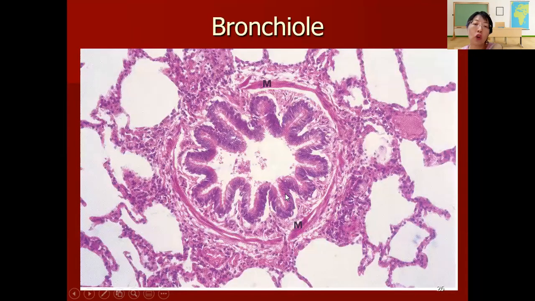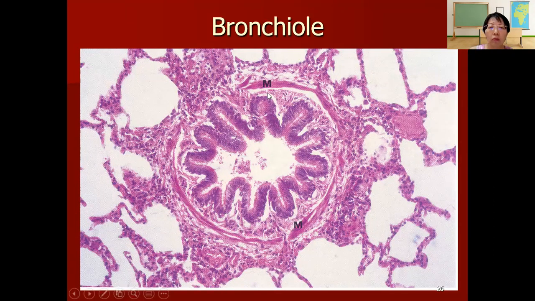This one is a bronchiole. Bronchiole, it is said to be approximately 1 mm. The thickness of the bronchiole is approximately 1 mm. So you can imagine how tiny the bronchiole is, right? And then it's folded so that when the air goes in, it can stretch. Okay, it can stretch.